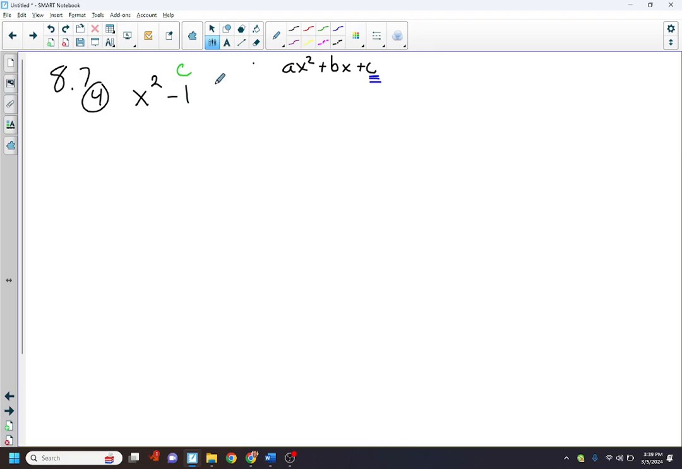The question though is, what am I adding to? Because there's no x to the 1 power, b in this case equals 0.